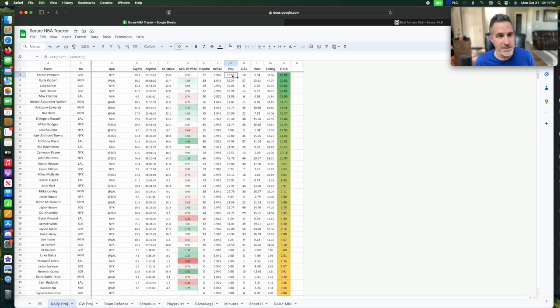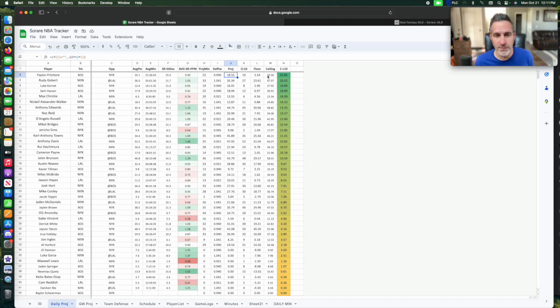Column J is a baseline projection, and the baseline projection is basically taking the points per minute times the projected minutes, and then also multiplying it by the defensive factor. So it's giving you that baseline projection. Column K is the current L10 score for each player, and then you'll see a floor and a ceiling.